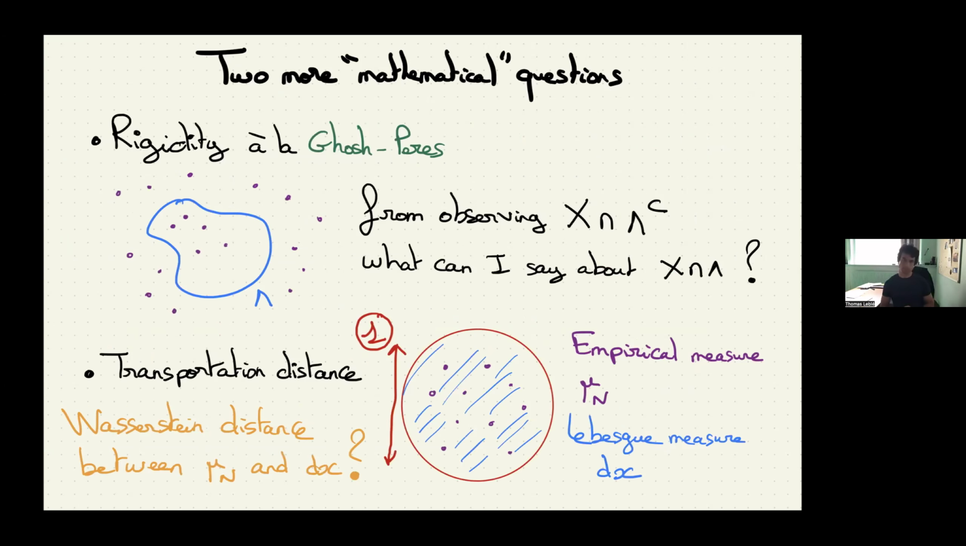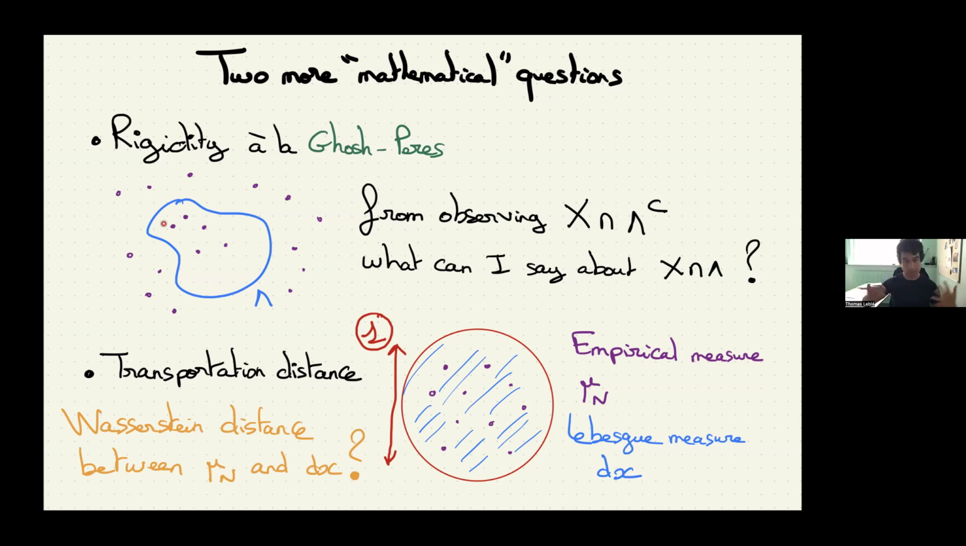Okay, and let me add two, maybe just one, because of time, questions which are of a more mathematical nature. The first one, I don't know if some of you might be familiar with it, but I assume that not everyone is, is the question of rigidity à la Ghosh-Peres. It refers to a paper of Ghosh and Peres in 2012, I think, where they were observing this phenomenon for certain point processes. So the basic question when you study rigidity à la Ghosh-Peres is the following.